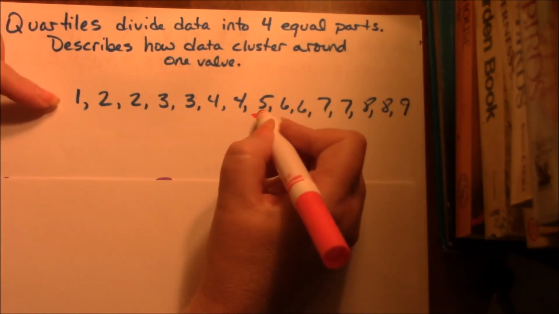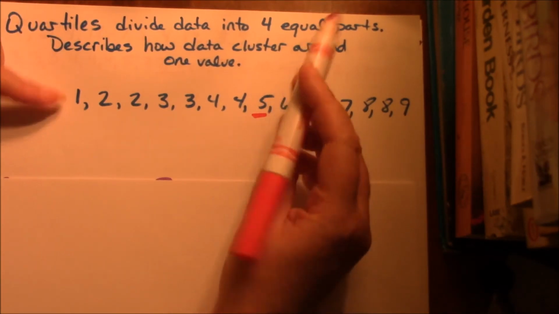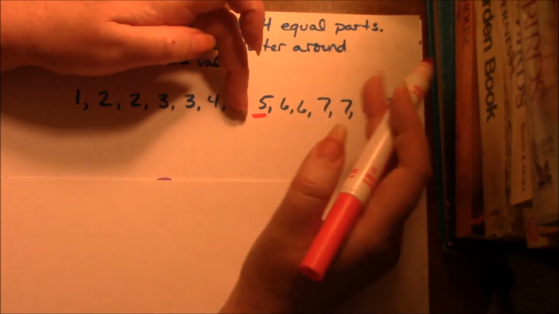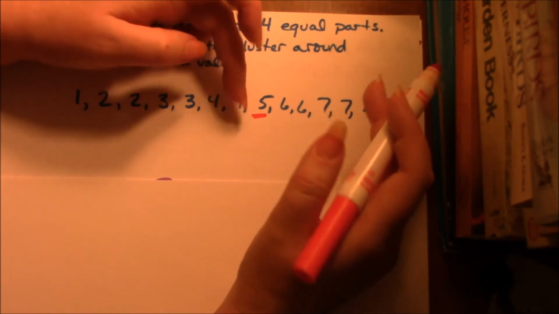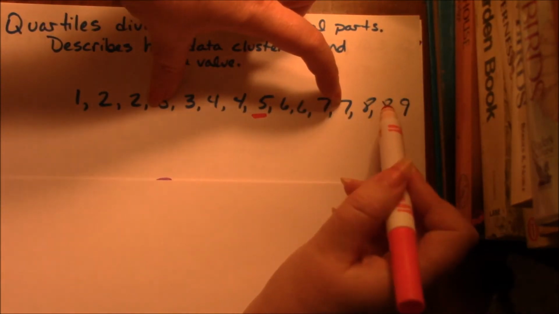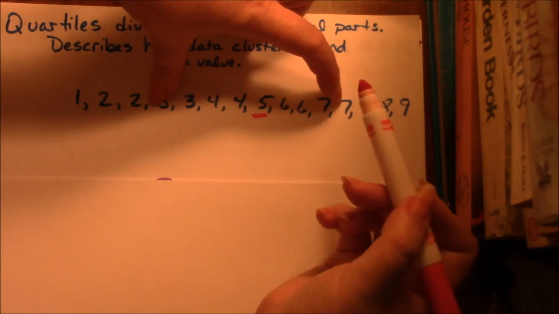Now, I also want to find the center of this half and the center of this half because a center here and a center here will give me 4 points, quarters, quartiles.